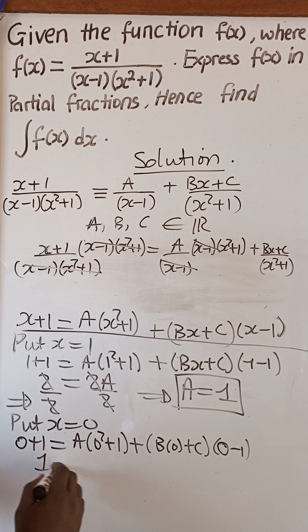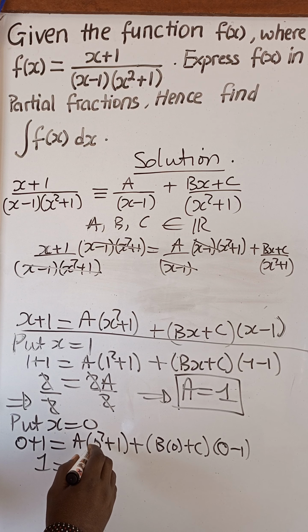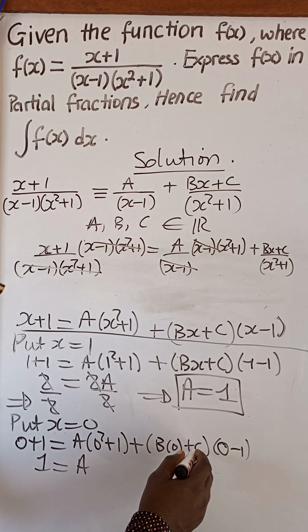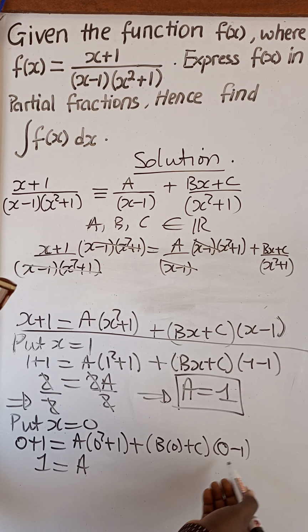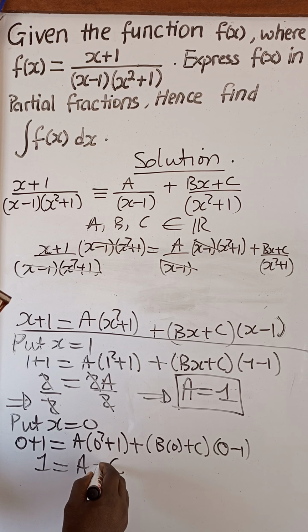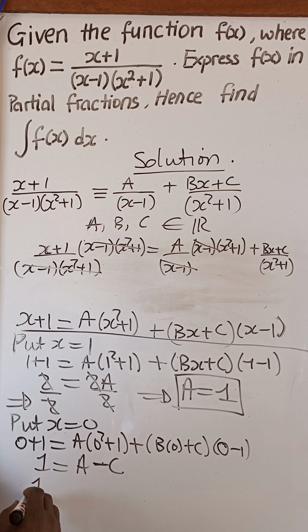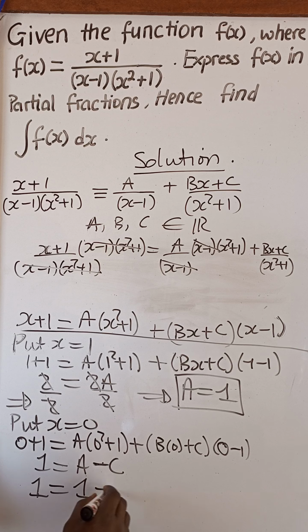So this gives us 1 is equal to a. 0 squared is 0, plus 1 is 1, multiplied by a, you have a. Then you come here, 0 multiplied by b is 0, and then you have 0 minus 1 is negative 1, multiplied by c, negative c. Since we know a is 1, we just go ahead and put the value of a.